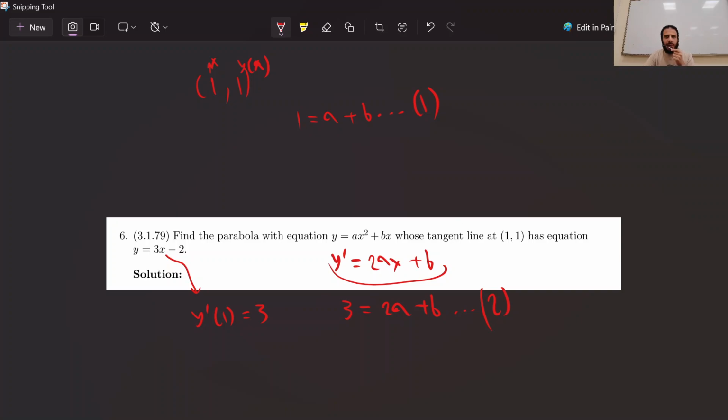Now how to solve this system of equations? Yes. Let's find equation 2 minus equation 1. Let's start from the constant. Left side minus left side. 3 minus 1, 2 equals 2a minus a. So a equals 2. From the first equation, b equals what? Put a equals 2. Yes, b equals minus 1. Are you good with this?